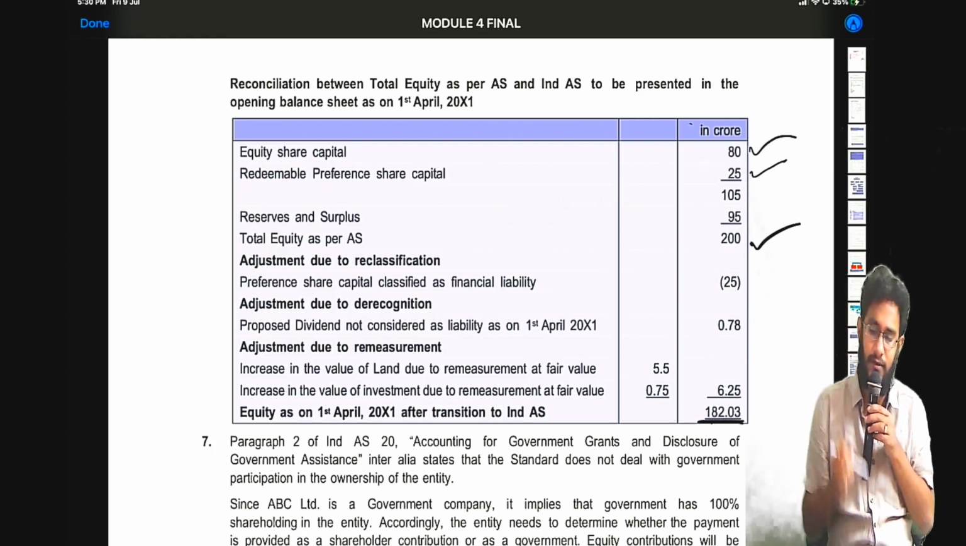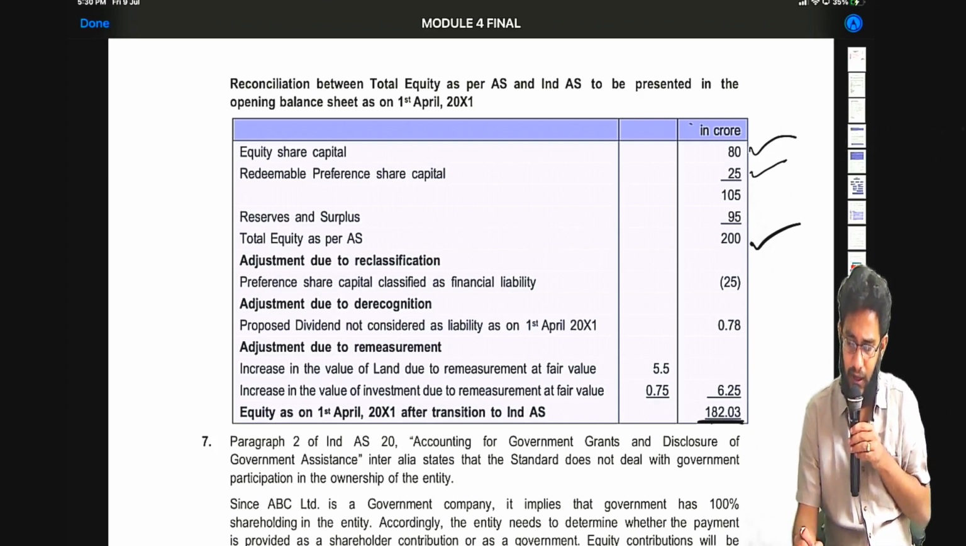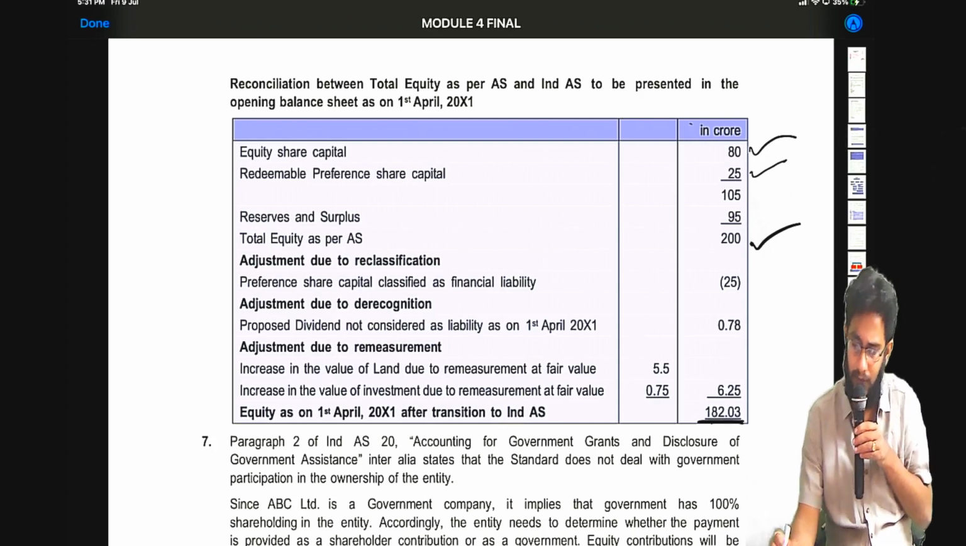Now what are the changes? First, remove preference share capital, 25 gone there. Proposed dividend and all, you earlier treated as a liability, now you add it back.